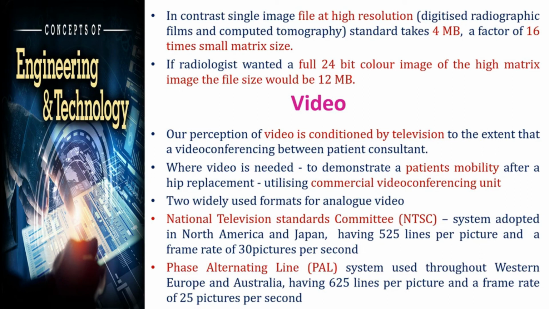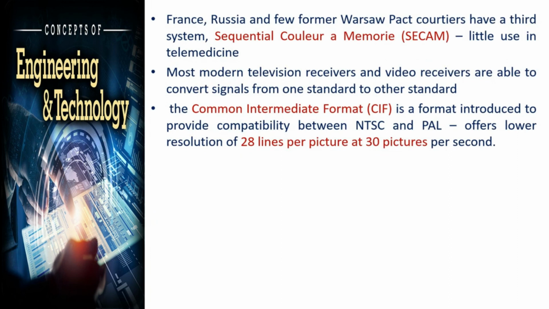Then Europe and Australia have 625 lines per picture and 25 pictures per second. So you just imagine, they will be fixing with this. It should give 25 pictures per second. Then only will you get motion pictures without any delay. This is also very important when you look at continuous videos and all this.